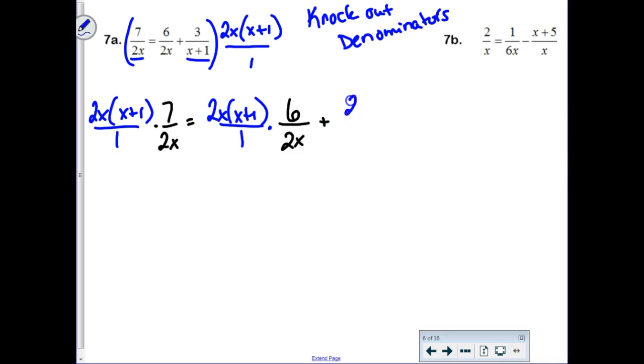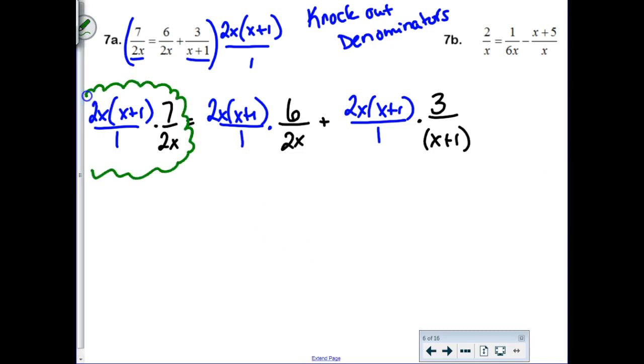And then the LCM again, 2x times x plus 1. I know it's a pain to have to write this out every single time you distribute it. But for some of you, the mistakes I'm seeing, I think it'd be worth it. Because this problem is not exactly a fun time anyways, so you might as well just get it right, even if it takes you an extra minute to write it all out.